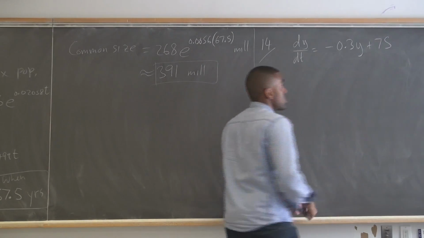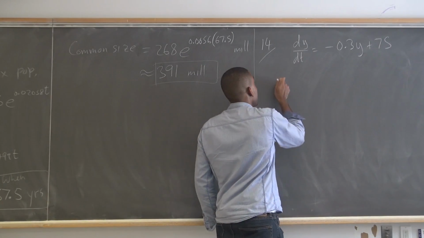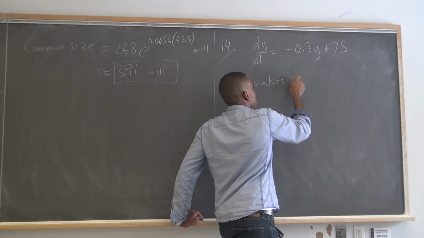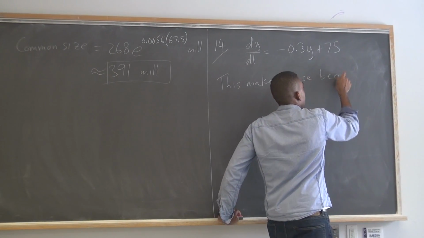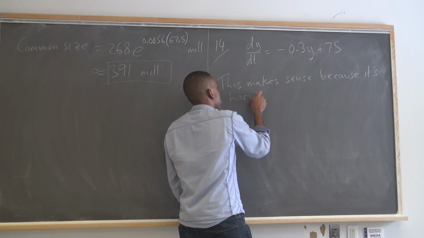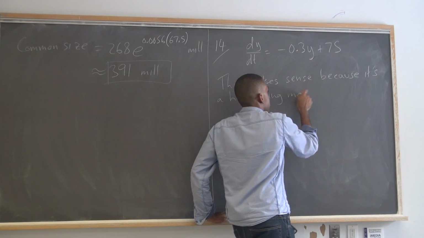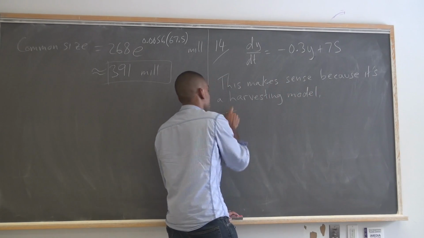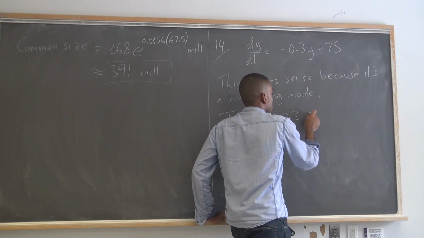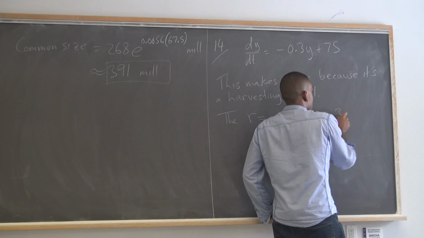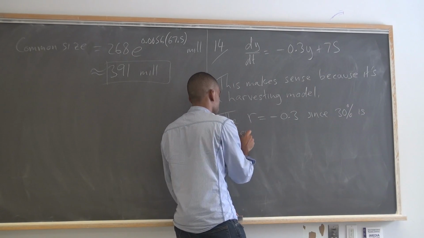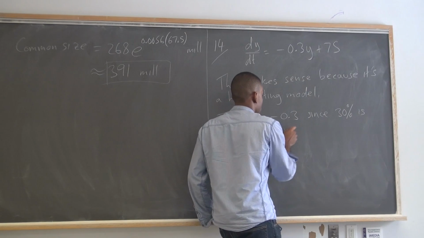So the idea is, it's sort of like a harvesting model. We know this makes sense because it's a harvesting model. The R is equal to minus 0.3 since 30% is gotten rid of per hour.